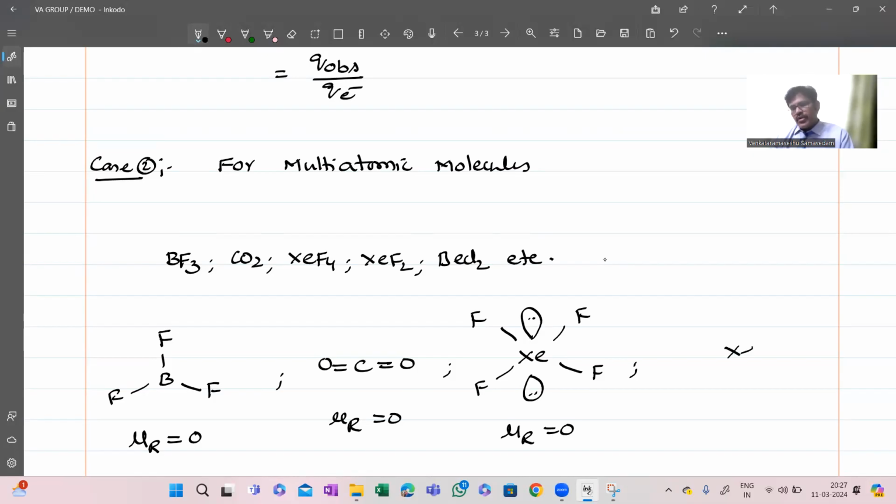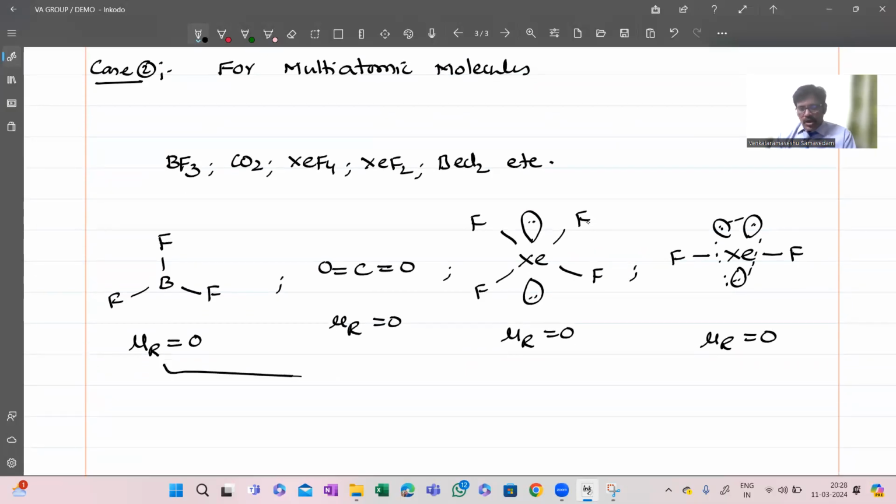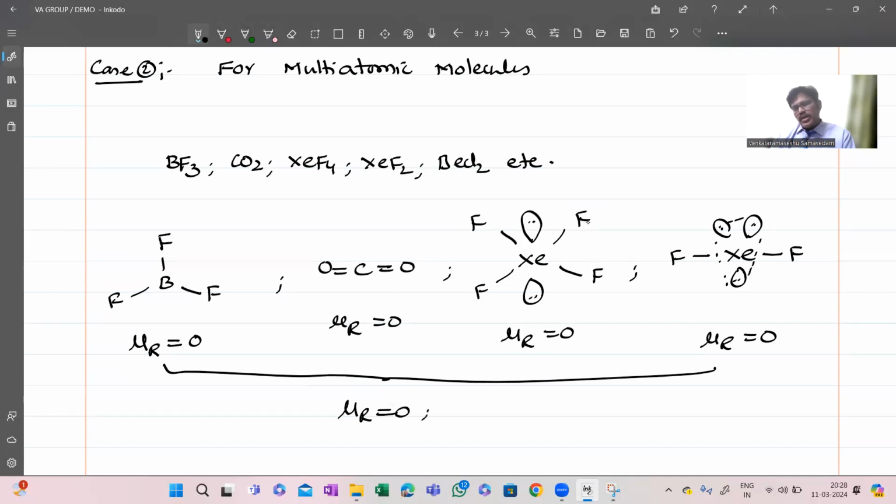In the case of XeF2, here lone pairs. We have to know the trigonal bipyramidal structure. Here also mu resultant is equal to 0. That means these molecules having mu resultant equal to 0 are said to be non-polar molecules. The bonds are polar, but the molecule is non-polar. Why? That is based on the resultant dipole moment.